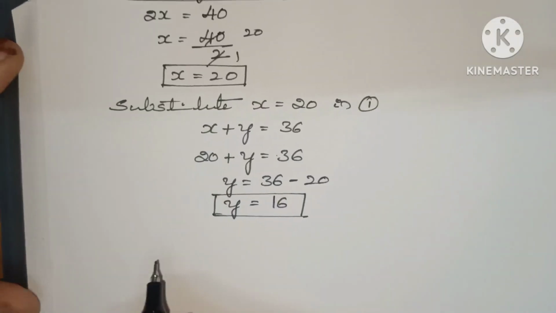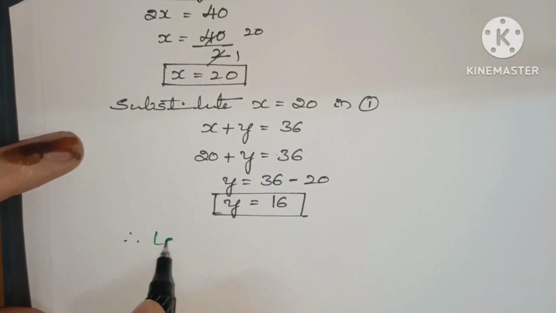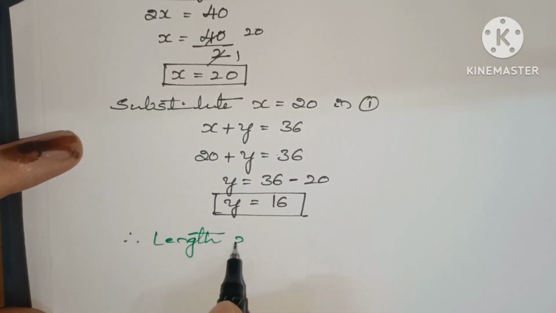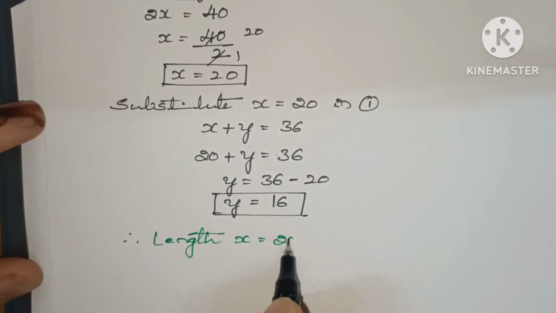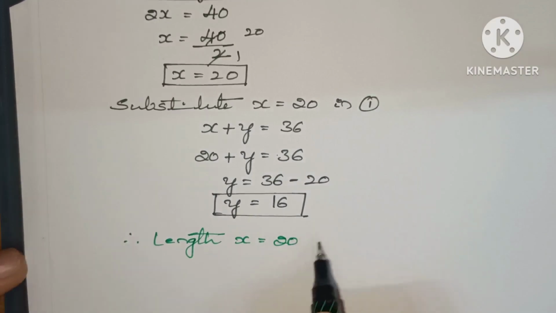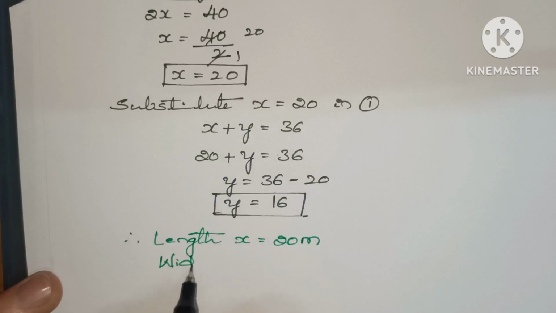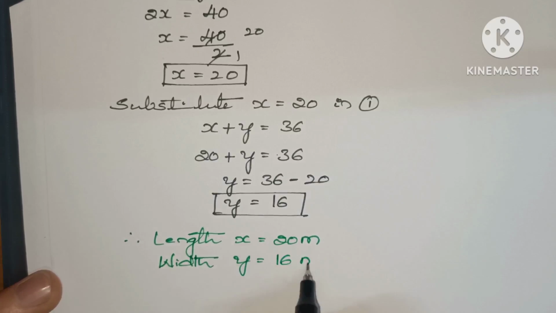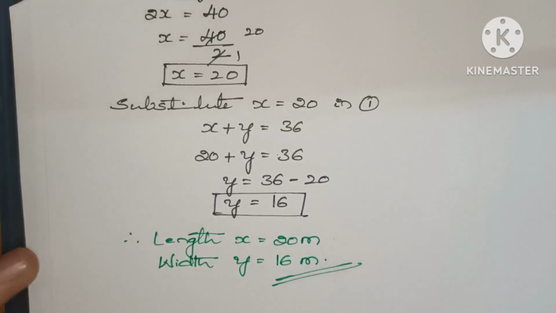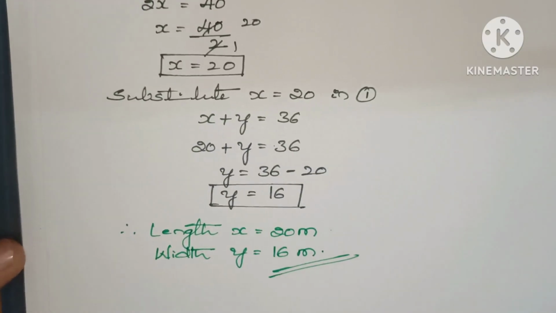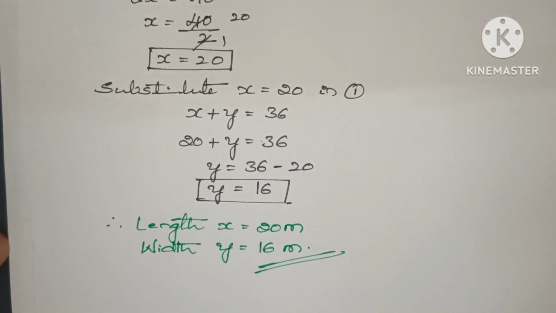Now let's write the conclusion. Therefore, length we have taken x is equal to 20, and the unit in the question they have given is in terms of meter. And one more, width y is equal to 16 meter. This is the answer. These two are the dimension values. Okay, so once again you rewind and practice this question. Now let's move on to the next one.